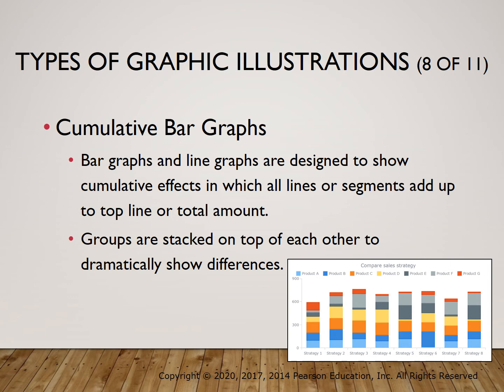Cumulative bar graphs are, like the title implies, designed to show the cumulative effects as the bar is being added up, or as the segments go up, or if it's horizontal, as the bars go to the right. Groups are stacked on top of each other to show the differences. And then you can easily compare the different colors there to see when the color occurred and how much of it there is, which represents other data.